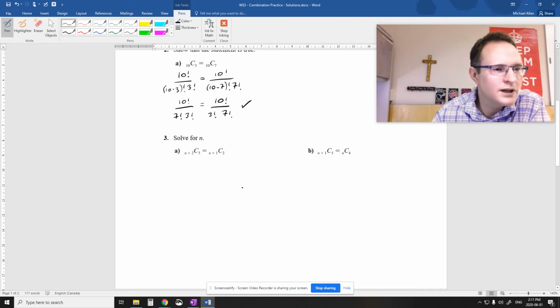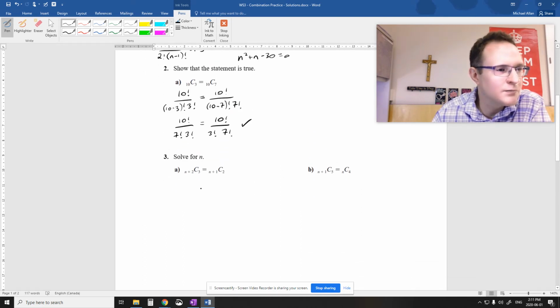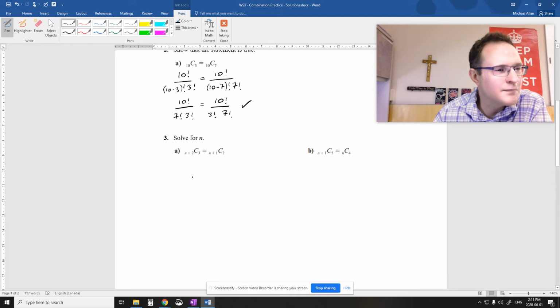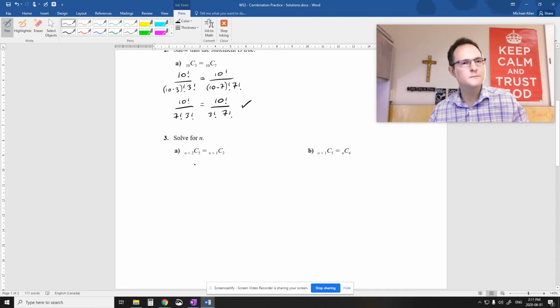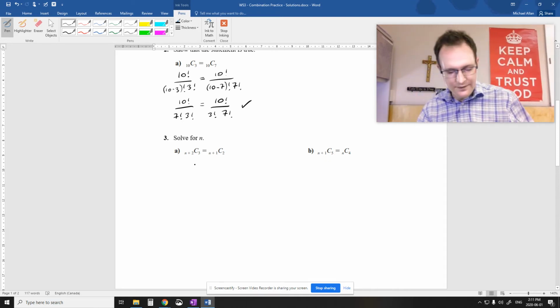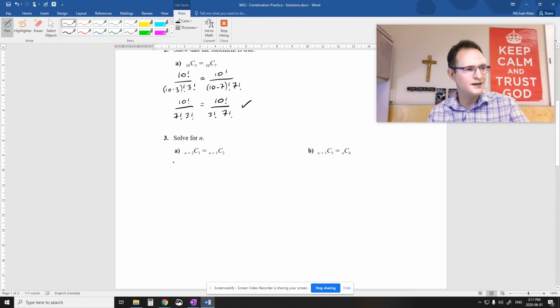Okay, so these ones here are very similar to the one above it. I want these to be the same. In this case, we're just looking for the n value that would make these the same. Like I would know these would be the same if both of these were 5 on this side, but they both can't be 5 in this situation. So I'm going to set up the formula and then start simplifying things down.